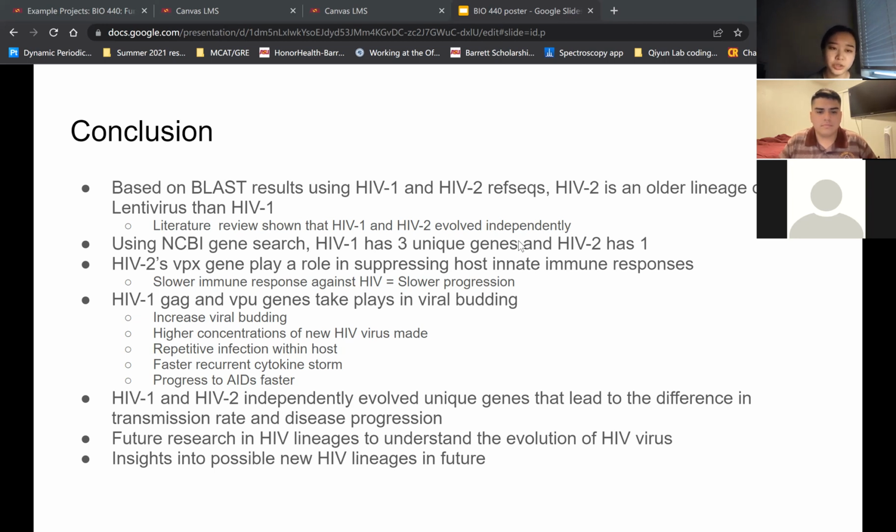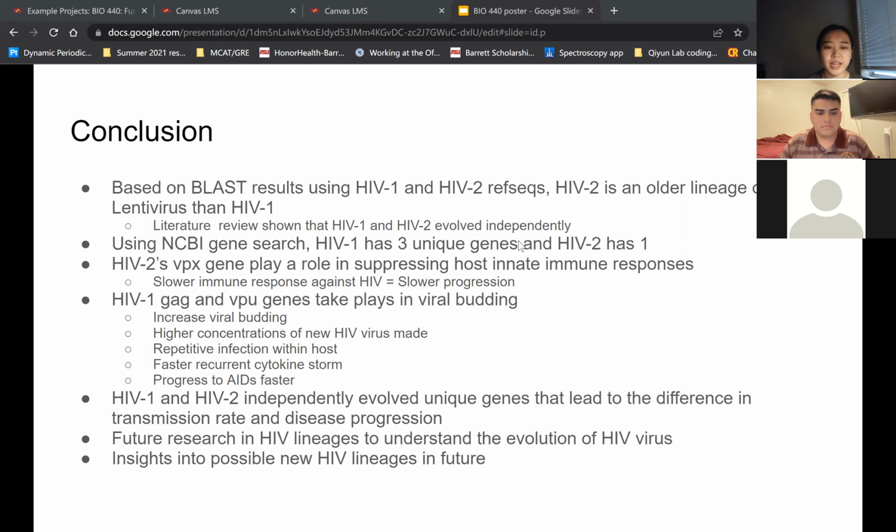The HIV2 VPX gene plays a role in suppressing the host's innate immune response. By having this function, it lowers the human's immune response against the HIV virus, and that leads to a slower progression towards AIDS.